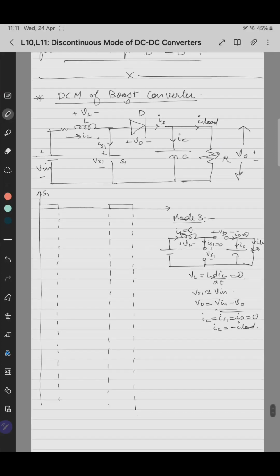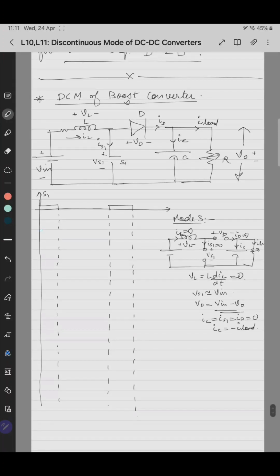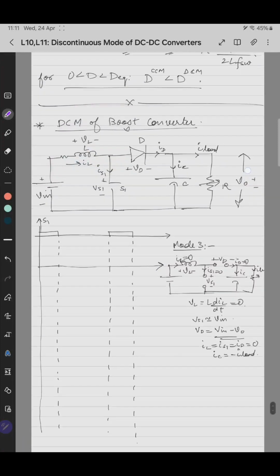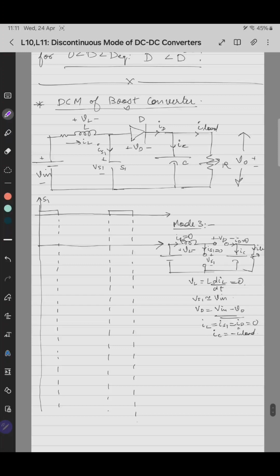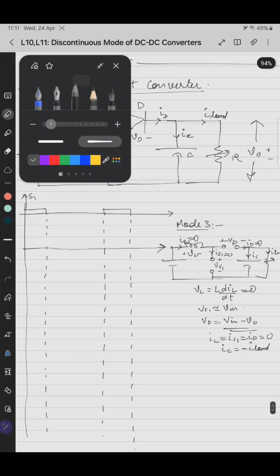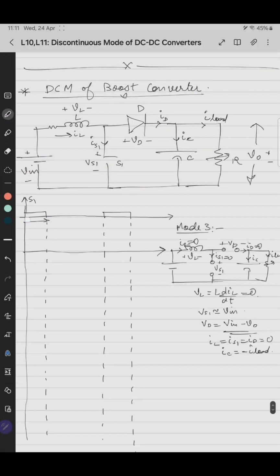So this is the case. Now we'll draw the waveforms of the inductor. First we'll draw VL. Here, this time is D into T switching, and this time is 1 minus D into T switching.